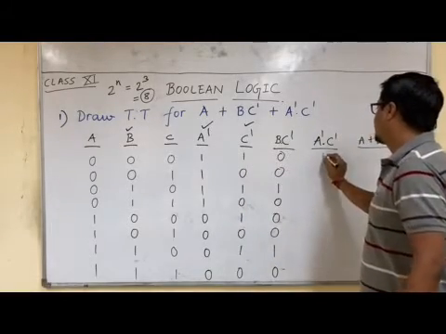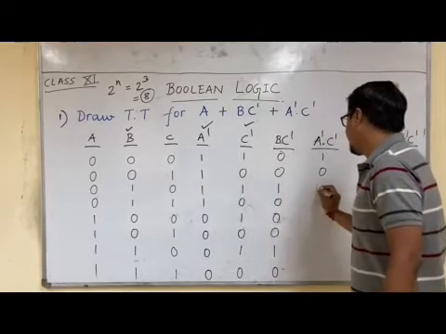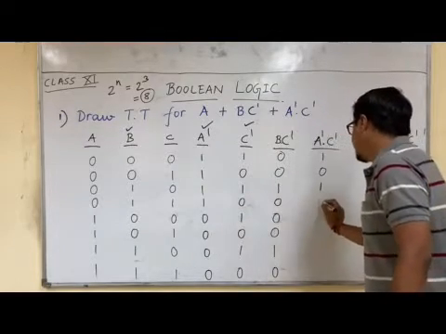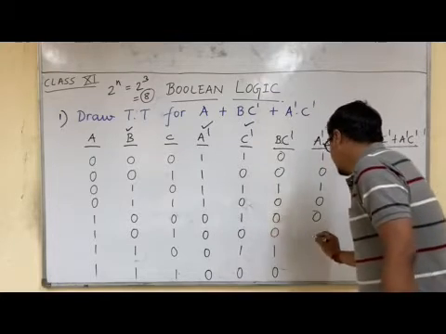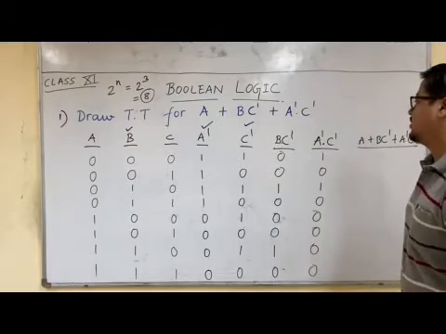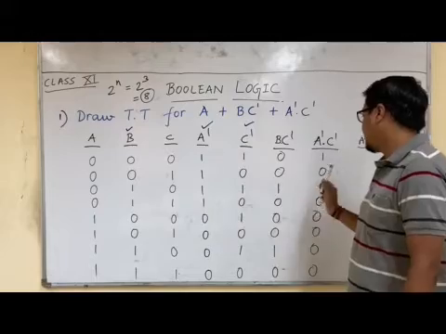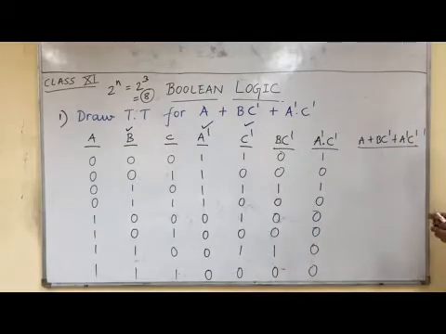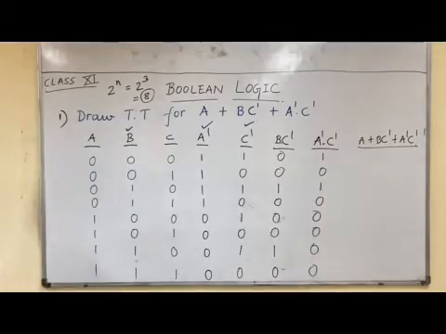1 and 1 is 1, 1 and 0 is 0, 1 and 1 is 1, 1 and 0 is 0, 0 and 1 is 0, 0 0 0, 0 1 0 and 0 0 is also 0. So here only two cases are there where all the inputs are high, so output is high. So now students, we are available with all the things for the final answer.